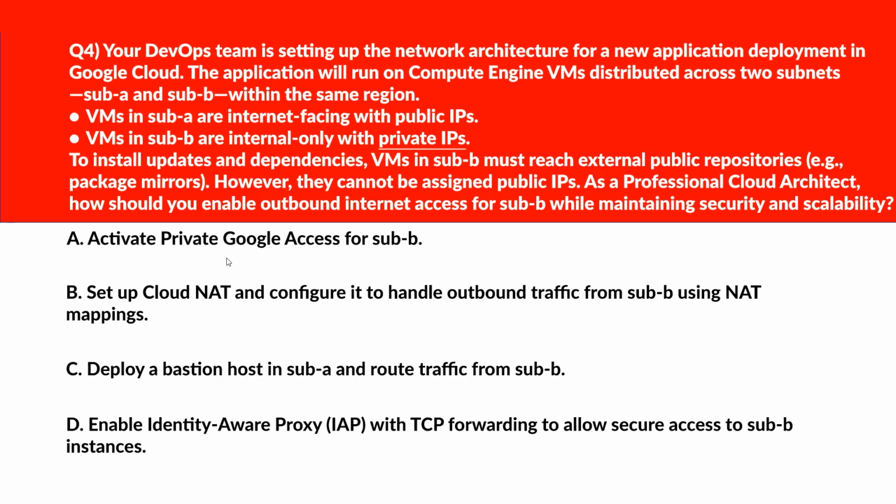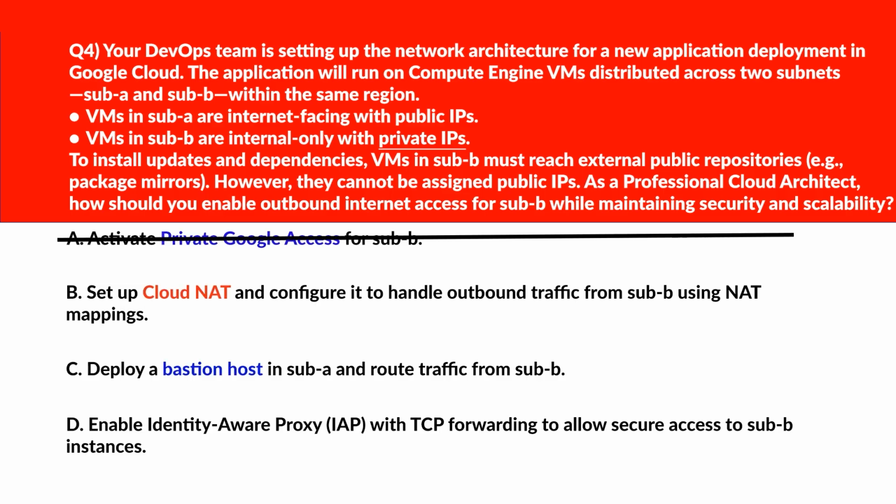Option A says activate private Google access for sub A. Sub B is a kind of subnet. We have two subnets as per the question, sub A and sub B. If you look here, private Google access only enables access to Google APIs, not general internet or public repositories. We'll delete this. Let's move to option B.